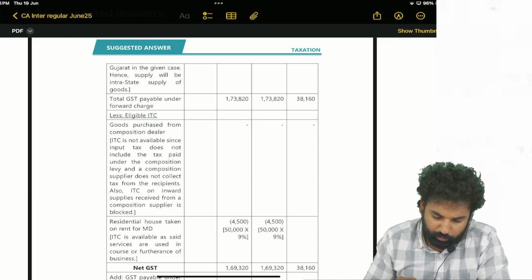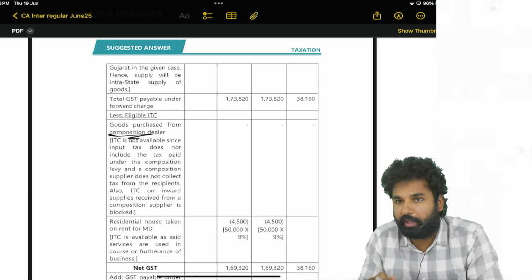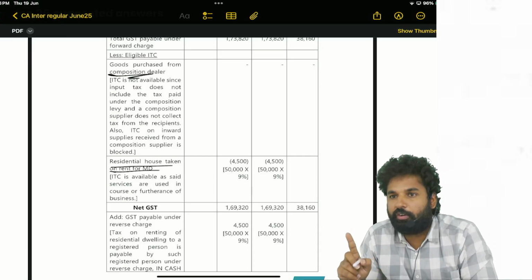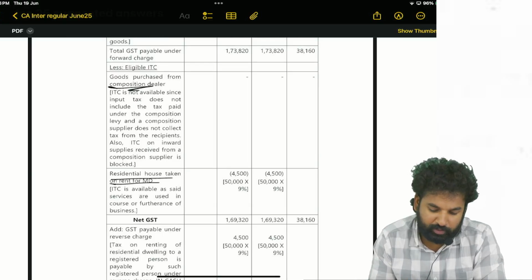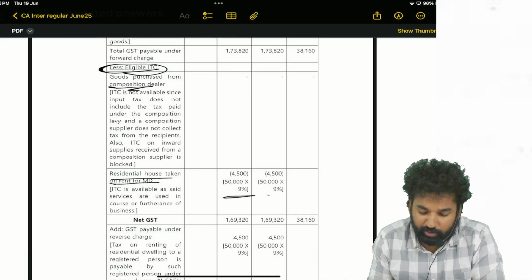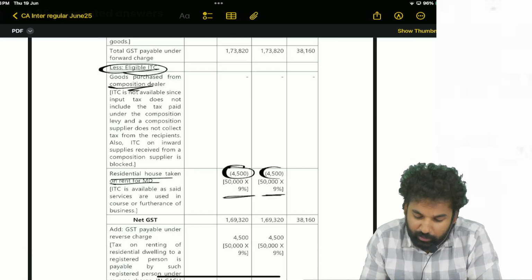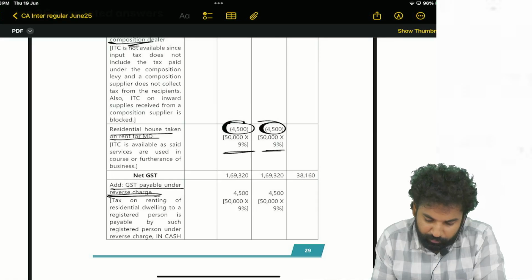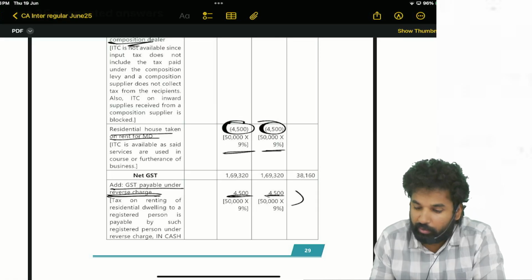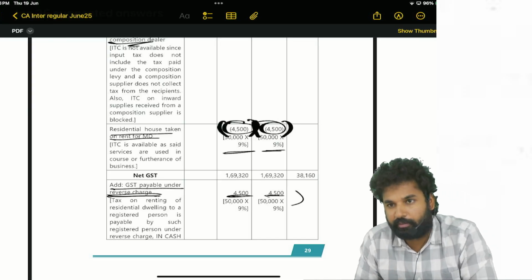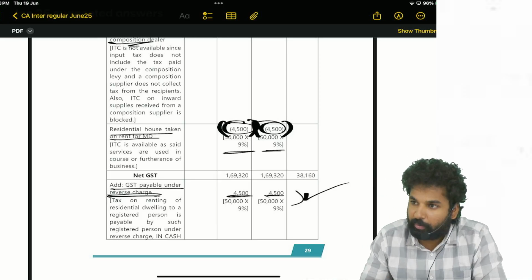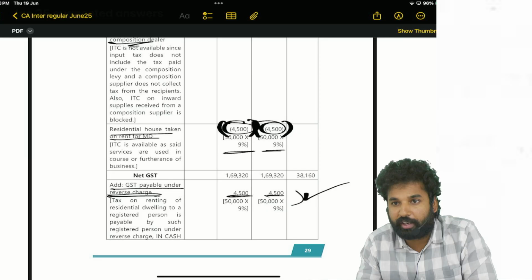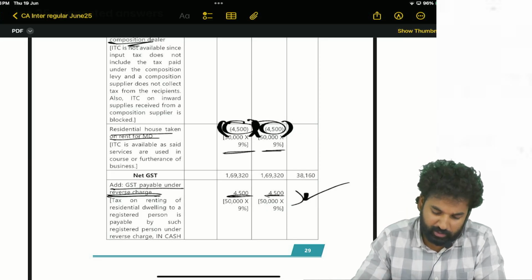Now you see next, goods purchased from composition dealer, ITC cannot be taken. Right? Residential house taken on rent for MD, reverse charge mechanism, we have to pay tax. So that's why under reverse charge mechanism we are taking input tax credit. At the same time, this has to be added to output tax liability again. So see, add GST payable under reverse charge. So again 4,500 being added. Why are we subtracting 4,500 as input tax credit? See, 4,500 has to be paid in cash. That's why we are adding to output tax liability. And at the same time, 4,500 is deducted as input tax credit, since it is a reverse charge mechanism.